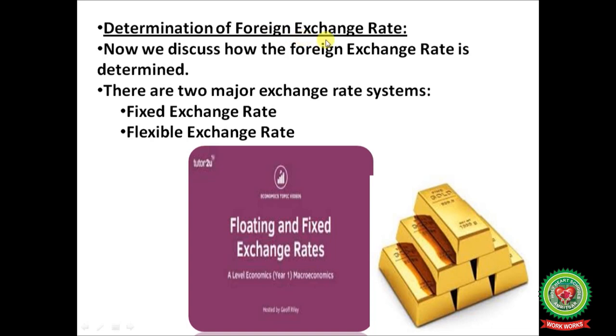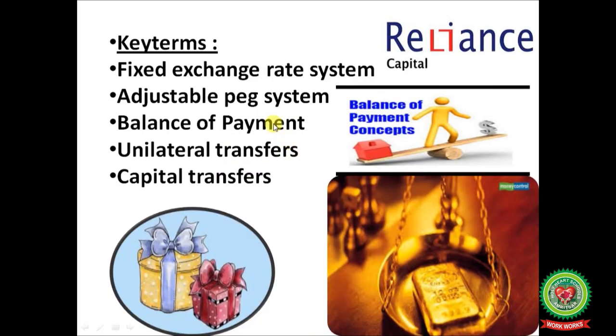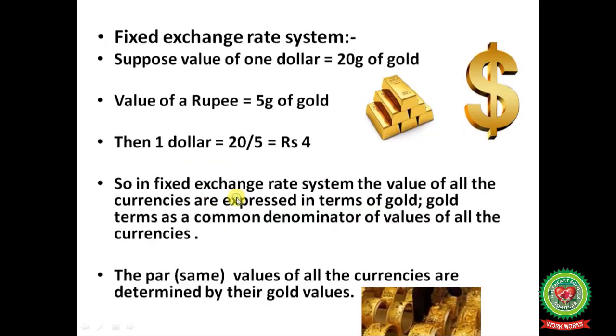Determination of foreign exchange rate. Now we will discuss how the foreign exchange rate is determined. There are two major exchange rate systems, that is fixed exchange rate and flexible exchange rate. Let us discuss some important key terms related to the topic: fixed exchange rate system, adjustable peg system, balance of payment, unilateral transfer and capital transfers.